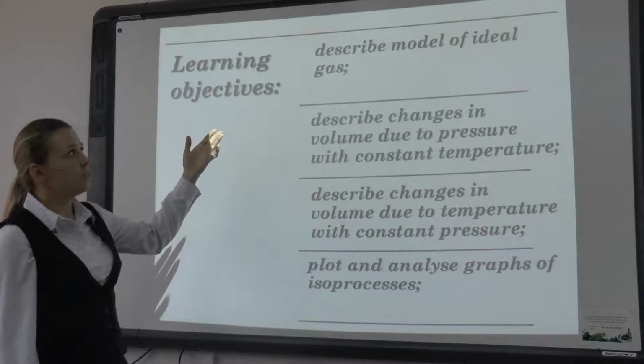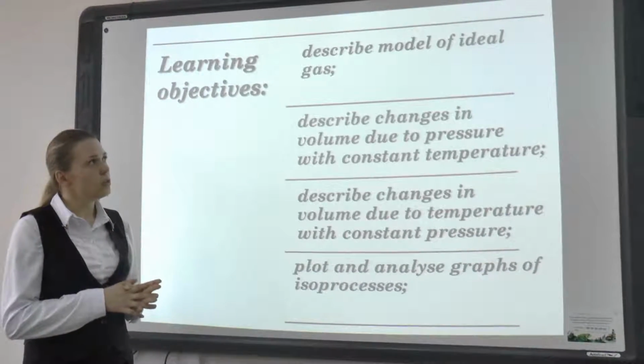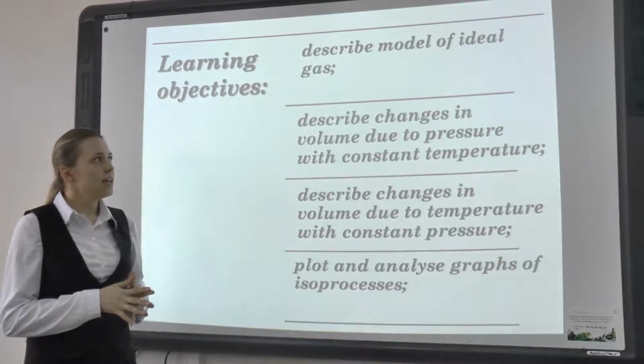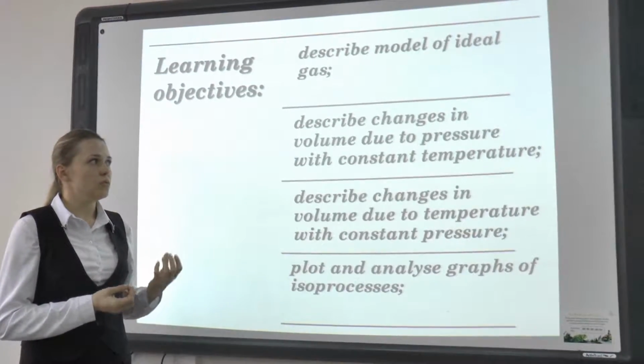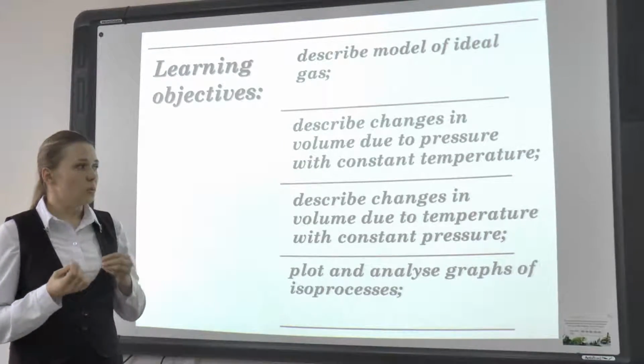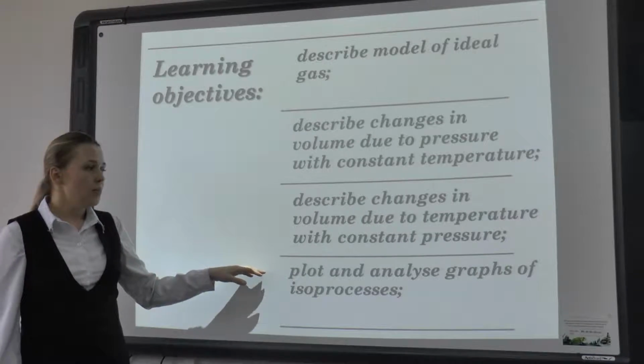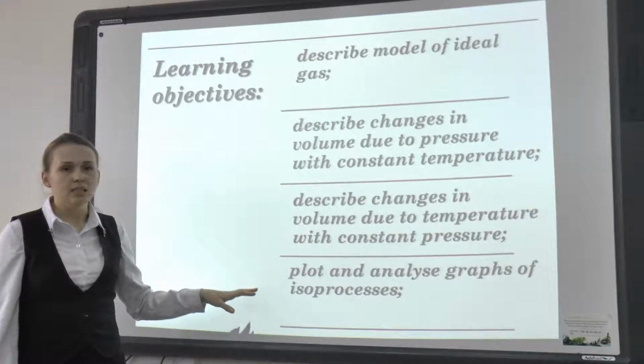First learning objective of our lesson is describe model of ideal gas. Second one, describe changes in volume due to pressure with a constant temperature. Describe changes in volume due to temperature with constant pressure, and finally, plot and analyze graphs of isoprocesses.